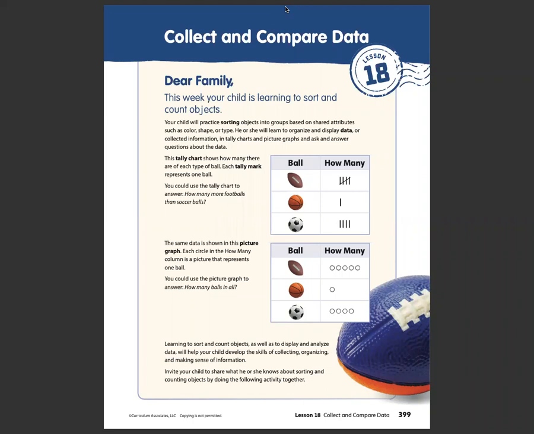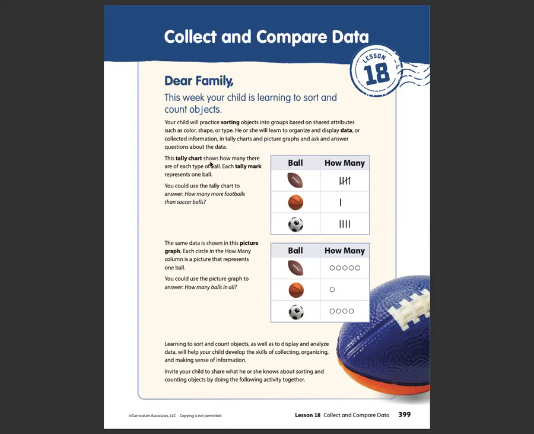So this week we are working on lesson 18, collecting and comparing data, and we are starting on page 399. This week, dear family, we are learning to sort and count objects. Your child is going to practice sorting objects into different groups based on shared attributes such as color, shape, or type, and he or she will learn to organize or display that data, or collect information in tally charts and picture graphs and ask and answer questions about the data.